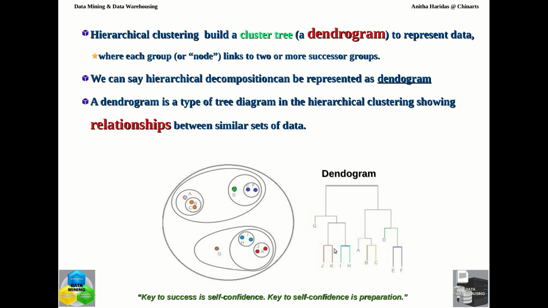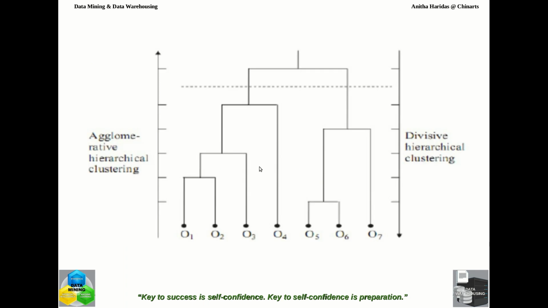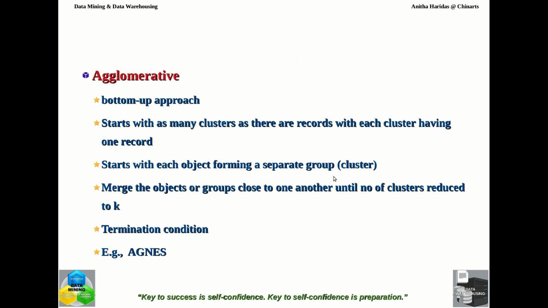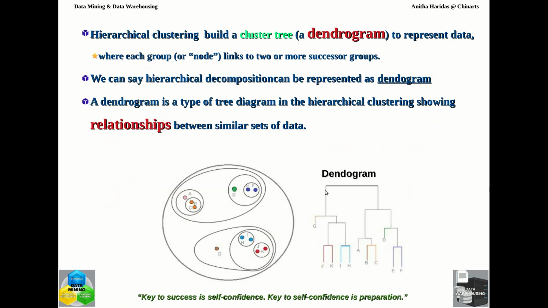So that is what happens here, right? We have seen it in this example also. This is the dendrogram, which you call the cluster tree. If you see the cluster tree, it represents the data where each group, each node here, this node, this node, this node, links to two or more successor groups. We can say hierarchical decomposition can be represented as a dendrogram. This is not tendo, it is dendrogram.